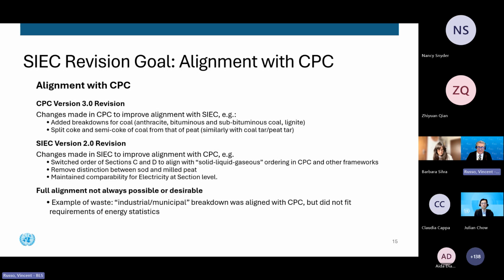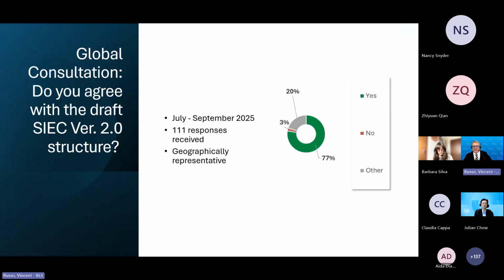and we saw this in the case of waste, where the previous version of CEC aligned with CPC because there were these breakouts for industrial and municipal, but that didn't really mesh with the requirements for energy statistics. The global consultation was conducted last year, in July to September, and the responses were overwhelmingly positive in terms of the support for the structure, and we were pleased with the geographic representation of the responses as well.